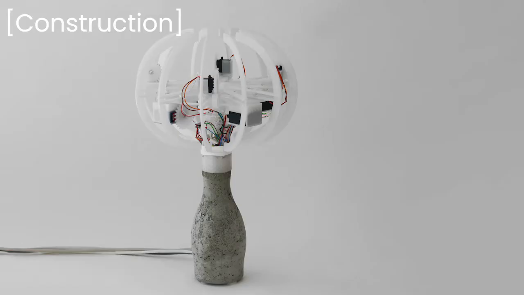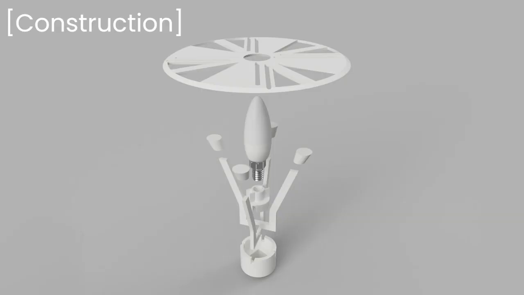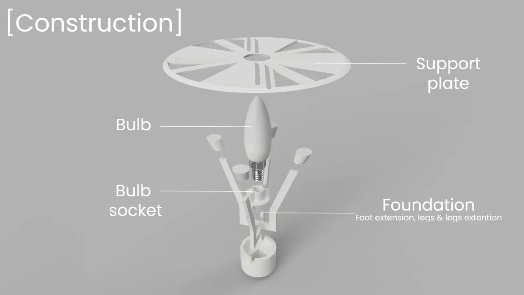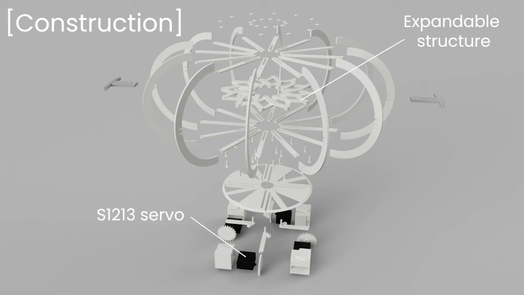MoLux consists of 3 overall parts: the static structure, the volume changing mechanism, and the form changing mechanism. The static structure is the foundation of the lamp, which carries the bulb and lampshade and supports the moving mechanisms. The volume changing mechanism is inspired by Hoberman's planar foldable linkage structure, which enables MoLux to expand and contract. The volume change is driven by 4 servo motors with a rack and pinion mechanism.